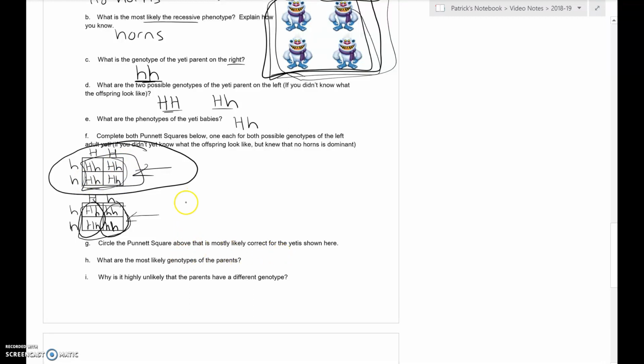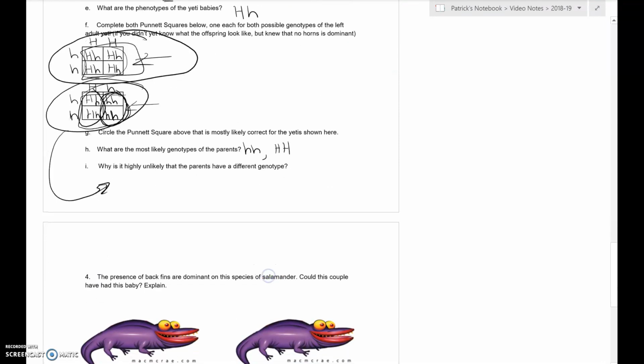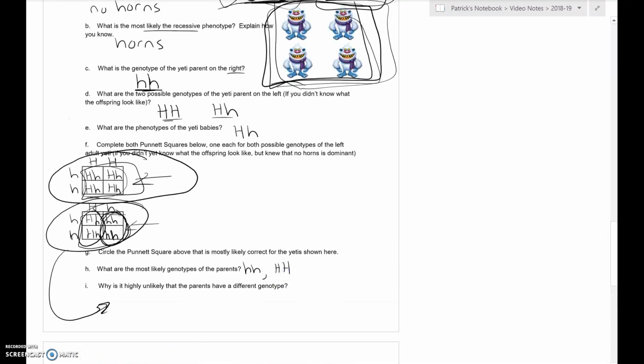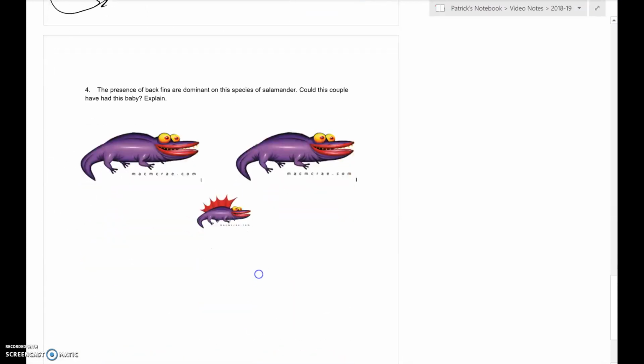However, that's not a guarantee because remember, again, this is just a predicted probability. So the likely genotypes of the parents are little h, and big H. It's unlikely that they have this second possibility here because we would expect to see at least some little h or horned offspring in that case. But we can't 100% say that for sure because it's just a predicted probability.